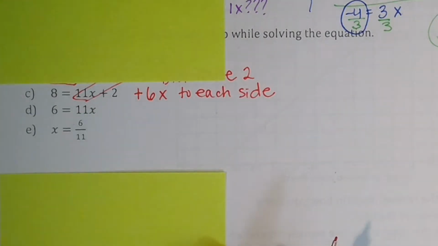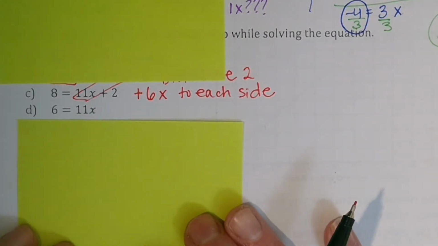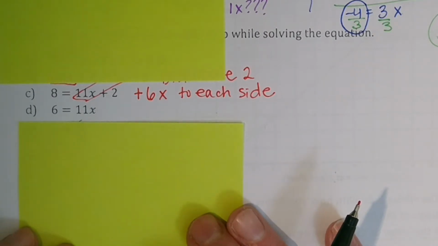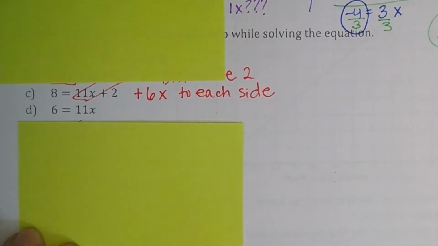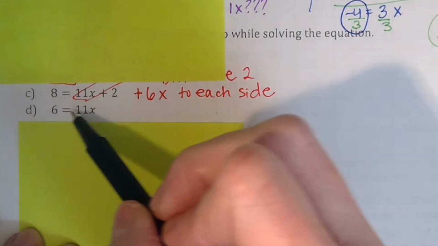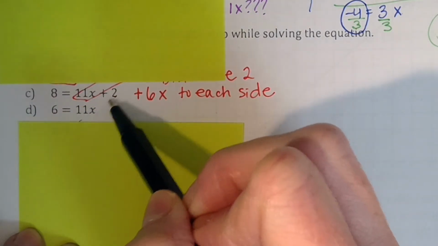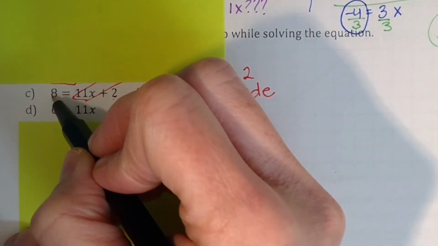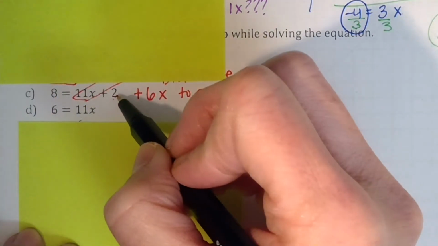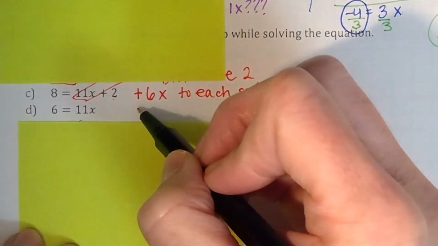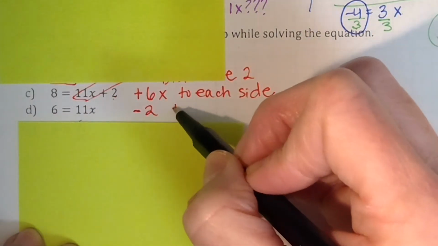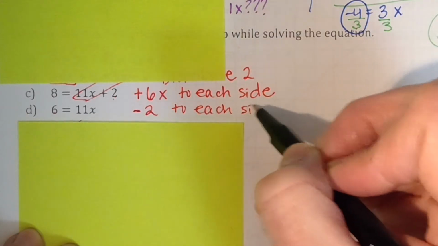From here, I want you to finish this part on your own. Pause here and see if you can get it, and then check yourself with me. Now's the time to try it on your own. Okay, hopefully you saw 8 became 6, and on the right side, the 2 that was being added disappeared. 8 and negative 2 is 6. 2 and negative 2 is 0. So we added negative 2 to each side.